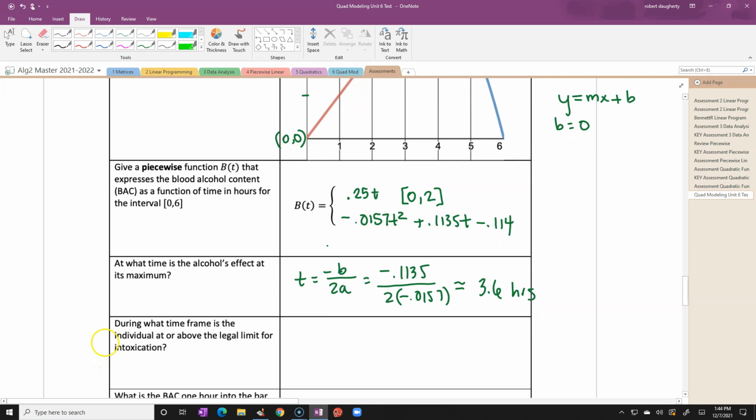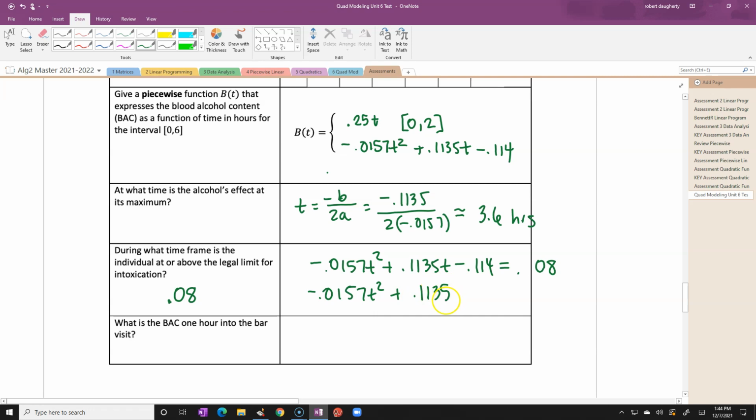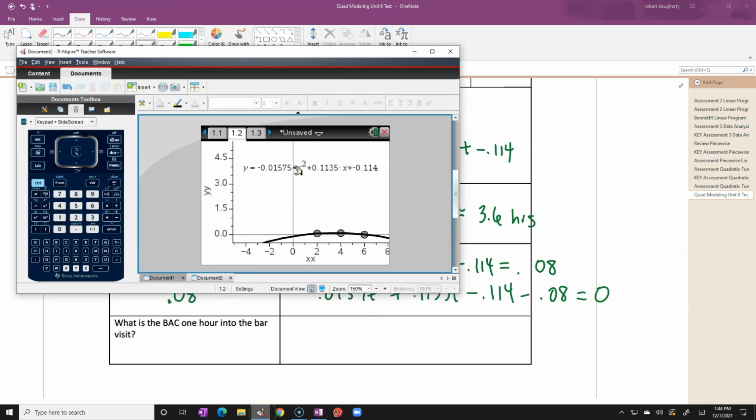During what time frame is the individual at or above the legal limit for intoxication? Well, we know that the legal limit according to that problem is 0.08. So let's just set this equation, negative 0.0157 t squared plus 0.1135t minus 0.114, set that equal to 0.08. Well, in my calculator, I need it set equal to 0. So negative 0.0157 t squared plus 0.1135t minus 0.114 minus 0.08 equals 0. And I'll just go to my calculator and make that work.